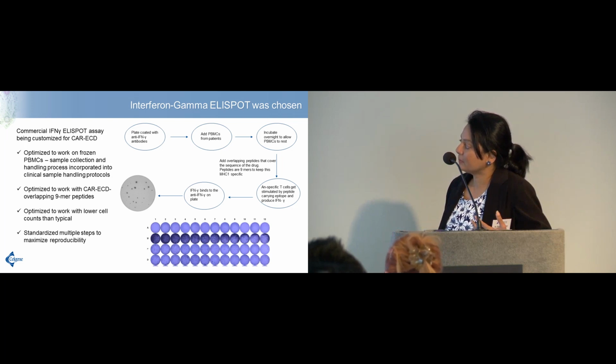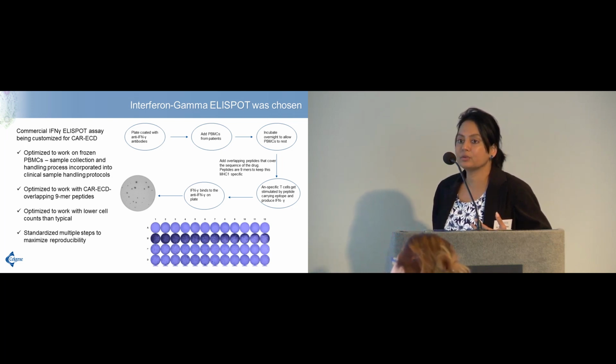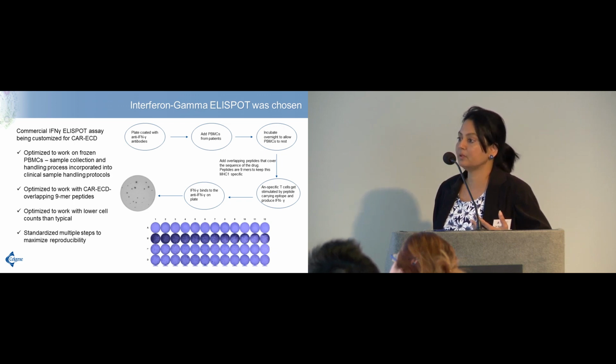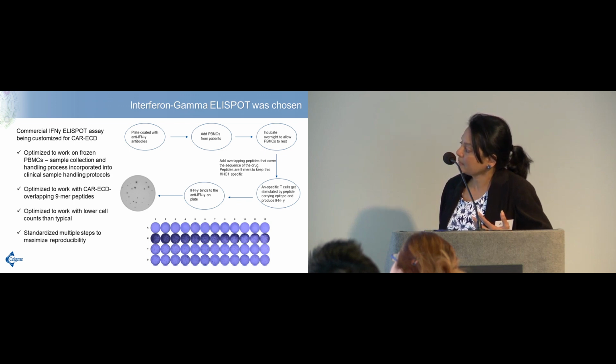We used 9-mer peptides as a way to not invoke responses from the CD4 plus cells. As I said, cell sorting was not an option. We didn't have enough cells, so we figured using 9-mers would predominantly restrict our responses to CD8 plus T cells. And we tried working with lower cell counts, and I'll share the data with you.